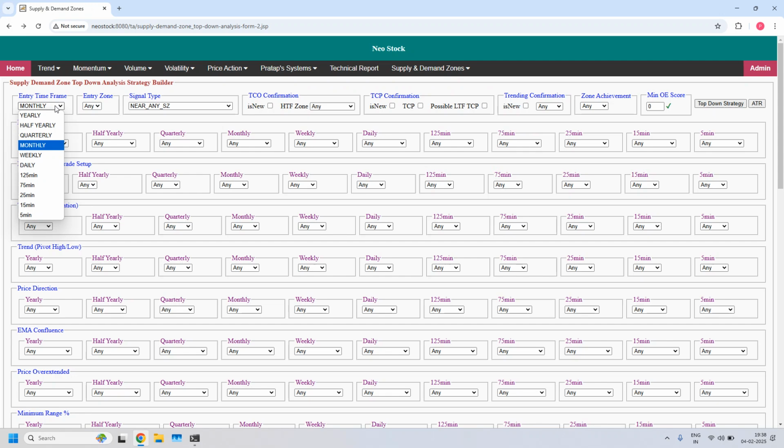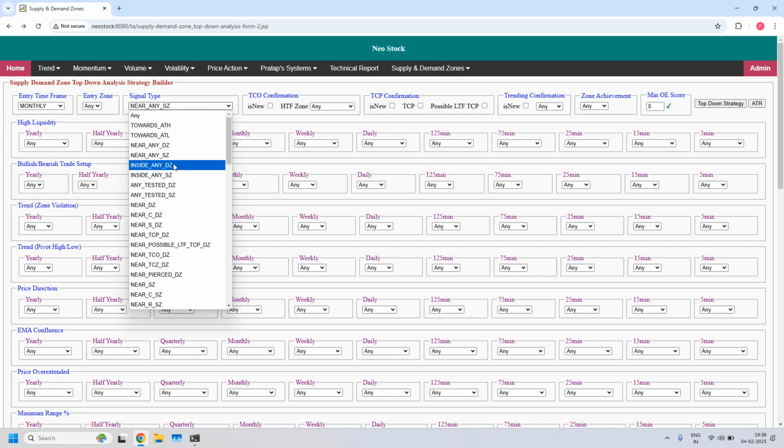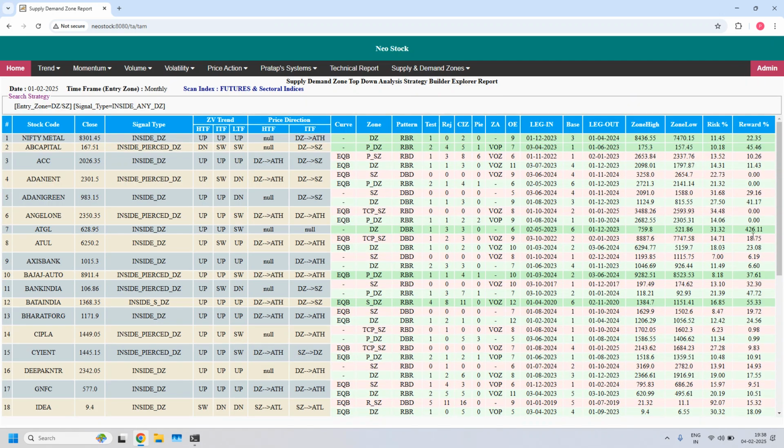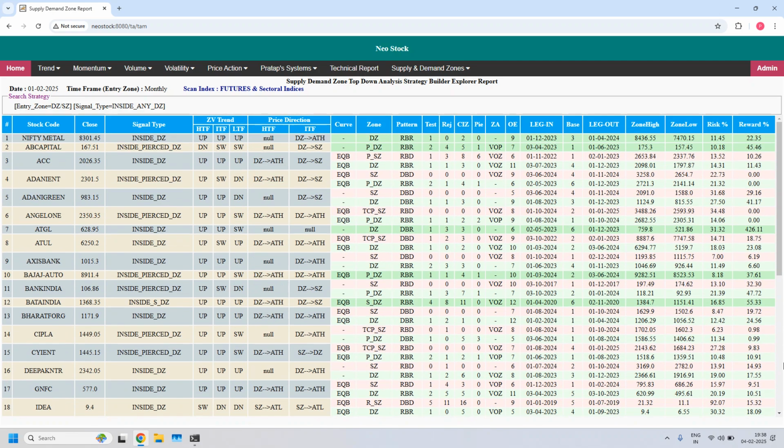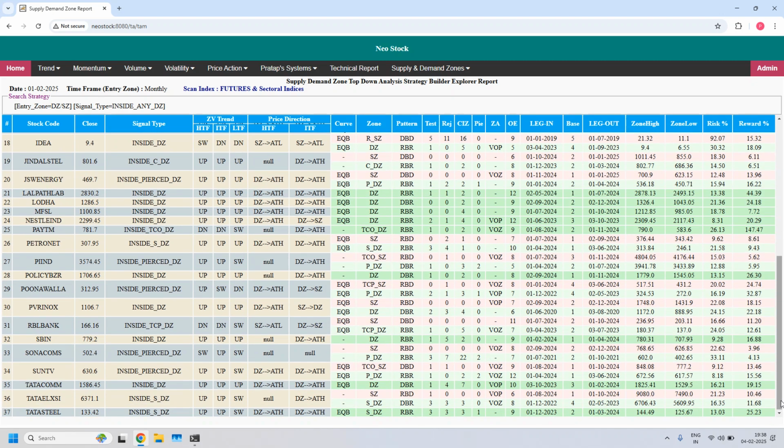Next, monthly time frame. Price closed inside the monthly demand zone. We got 37 stocks. First 18 stocks in the list. I am scrolling the list down. So total 37 stocks.